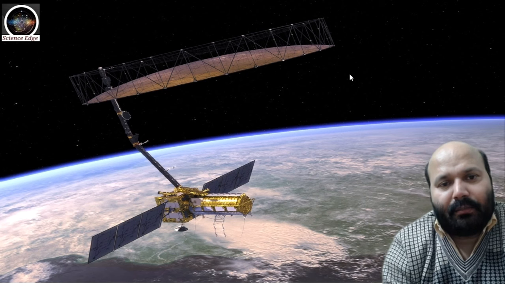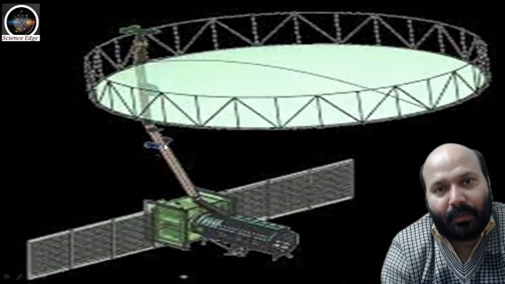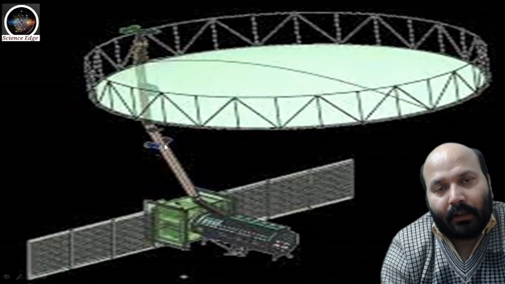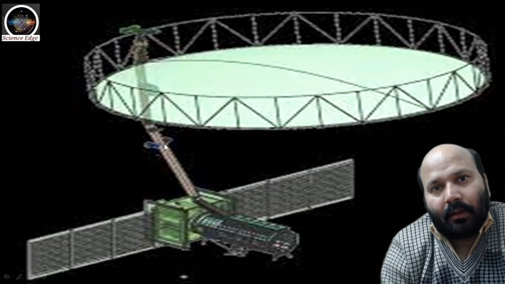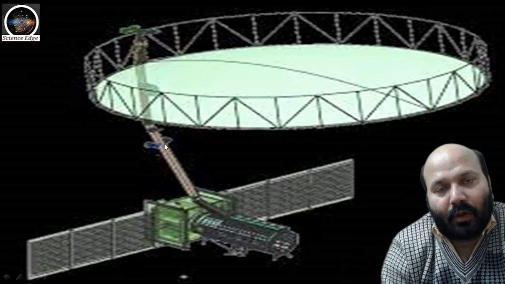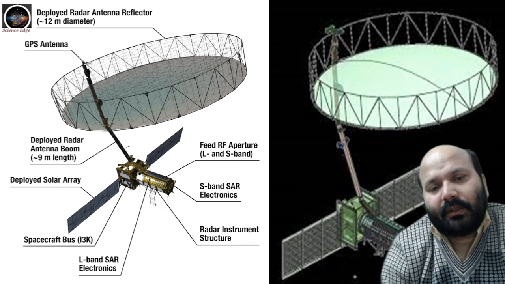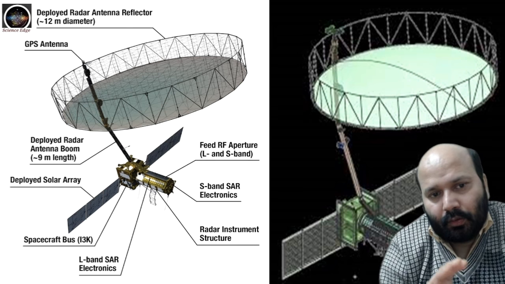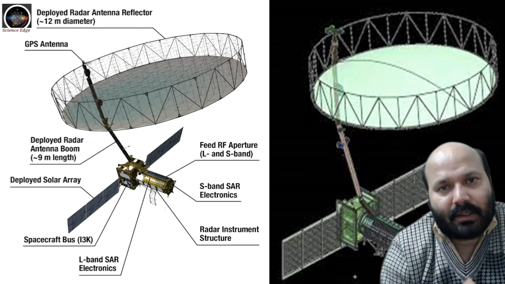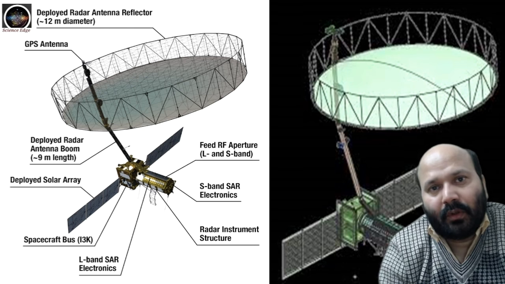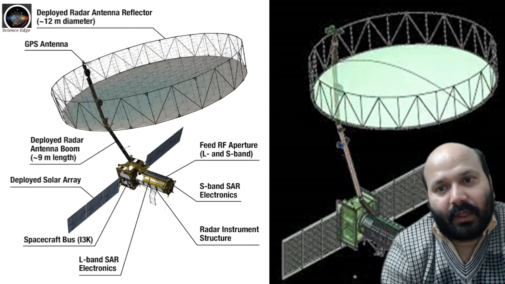region. This satellite will be placed in low Earth orbit and it moves over the poles, especially in a sun-synchronous orbit. So now this is the main component of the satellite. Which component belongs to NASA and which component belongs to ISRO? Now I'm going to give you details about that.